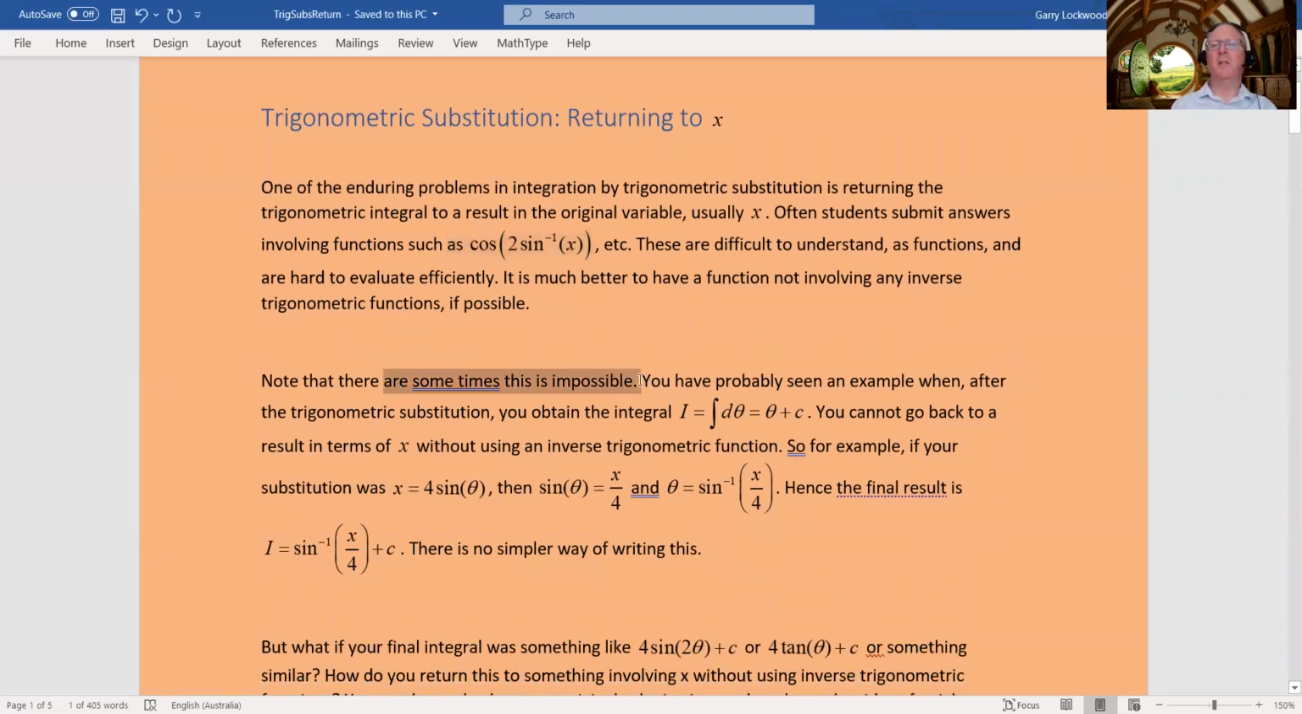Now, sometimes you can't avoid that. So if you integrate something and you get I equals the integral of d theta, that becomes theta plus c. And you can't go back to something involving x without using an inverse trig function. So for example, if your substitution was x equals 4 sine theta, then sine theta is x over 4, theta is the inverse sine of x over 4. And so your final result is I equals the inverse sine of x over 4 plus a constant, and that's the best we can do.